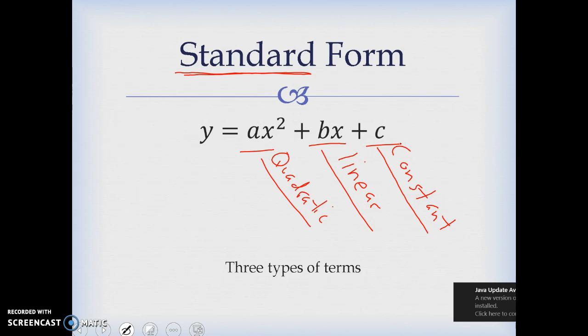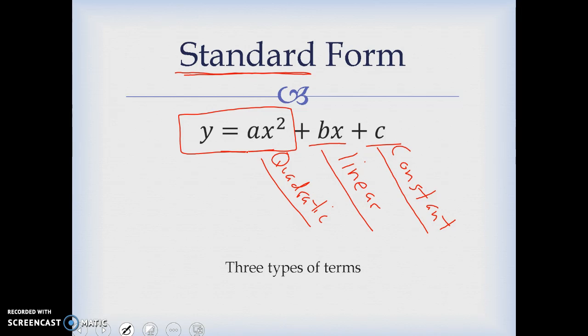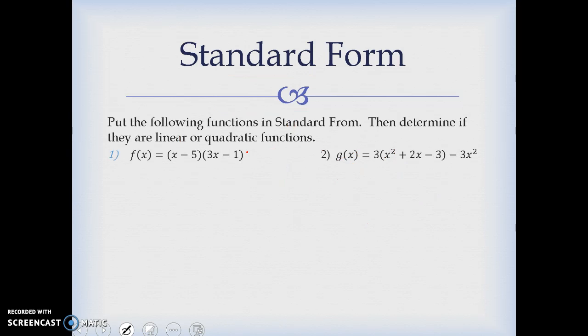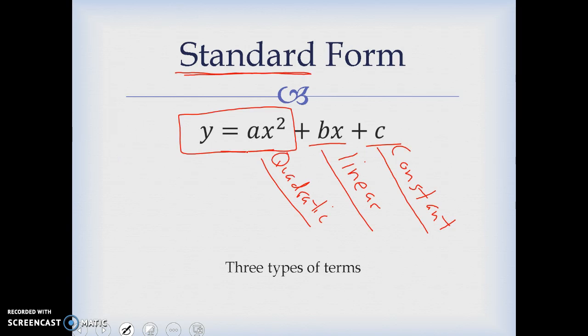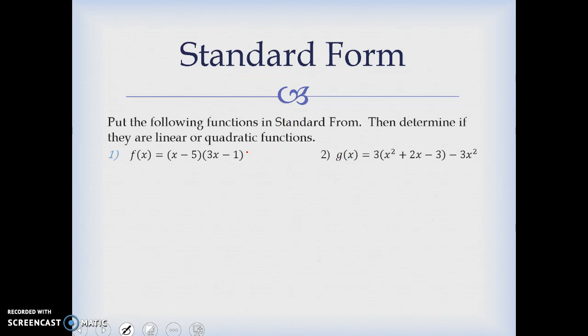Really, to be a quadratic function, though, all we really need is the quadratic term. But if we add a linear term and we add a constant term, it's still a quadratic function. So let's take these 2 functions and determine whether or not they are a linear or a quadratic function. A lot of people would say that if it has an x squared, it's quadratic. If it doesn't, it's linear. And that's not always the case, because if that were the case, then the first function would be linear. There is no x squared there.